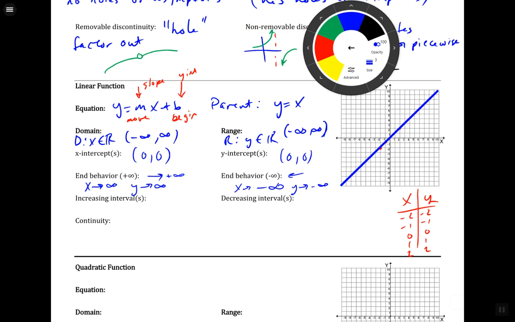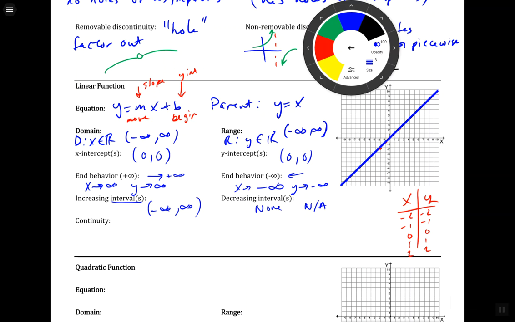Increasing intervals. Where is it increasing? Is it increasing the whole time? Okay, so the increasing interval, when I want interval, that's interval notation. It's going from negative infinity to infinity. Are there any places where that line is decreasing? Okay, you write none, and I expect you to write none or NA. Your choice.